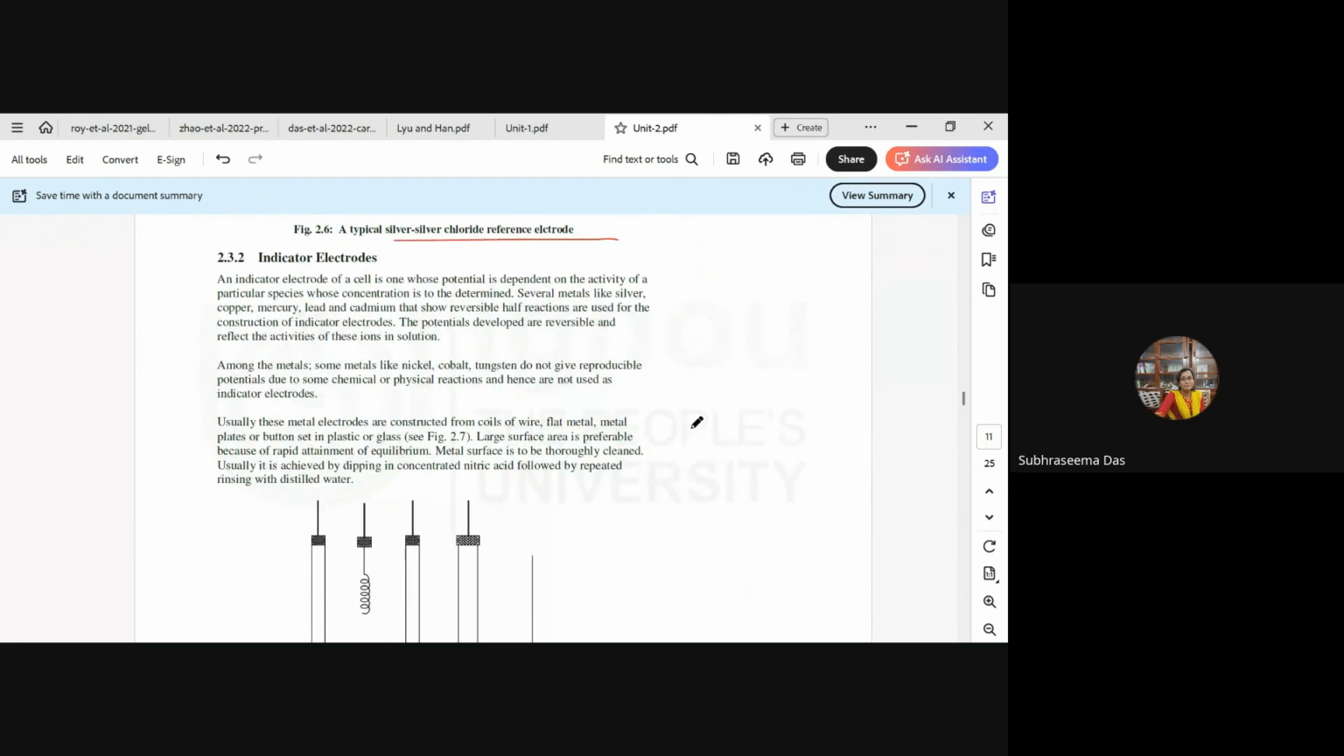Then coming to indicator electrodes. An indicator electrode of a cell is one whose potential is dependent on the activity of a particular species whose concentration is to be determined. Several metals like silver, copper, mercury, lead and cadmium show reversible half reactions, and they are used for the construction of indicator electrodes. Metals like nickel, cobalt and tungsten do not give reproducible potentials, and that is why they are not used as indicator electrodes.